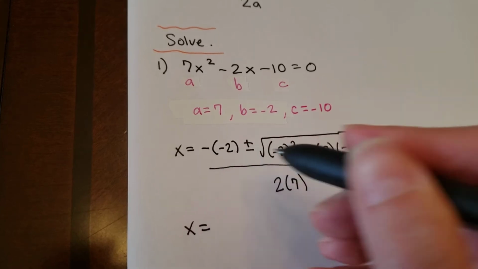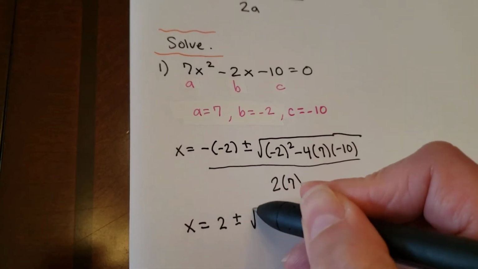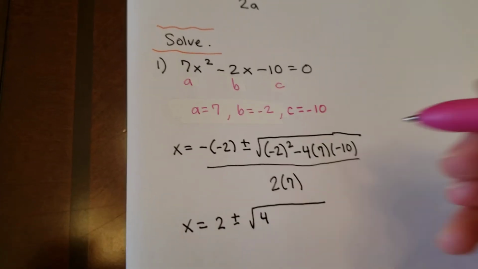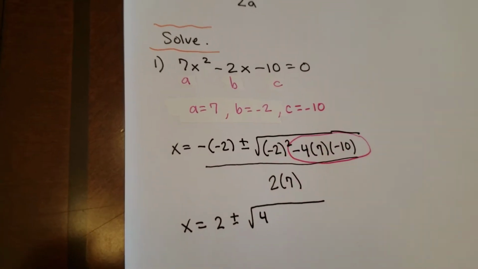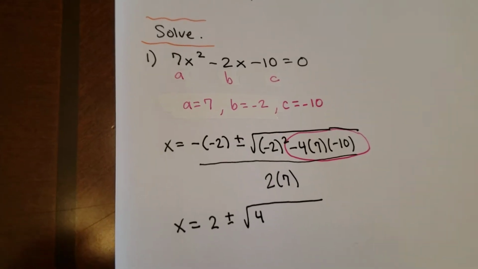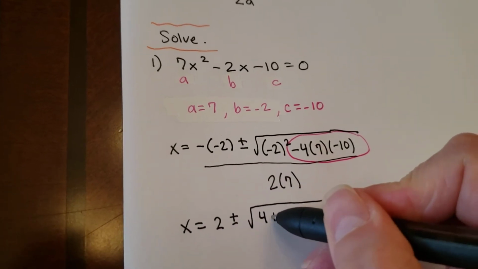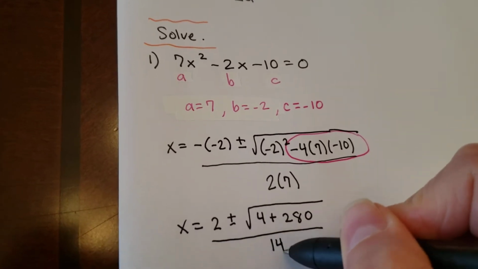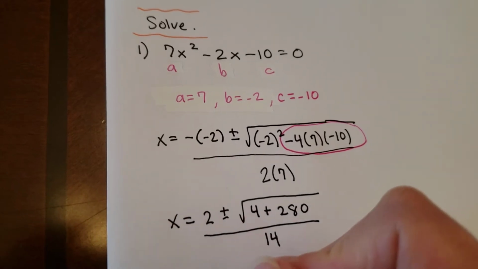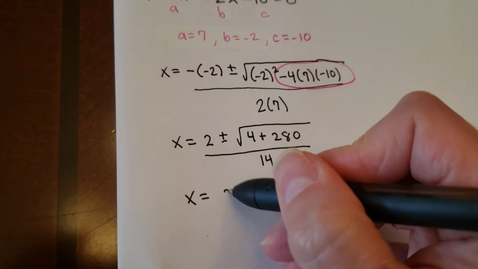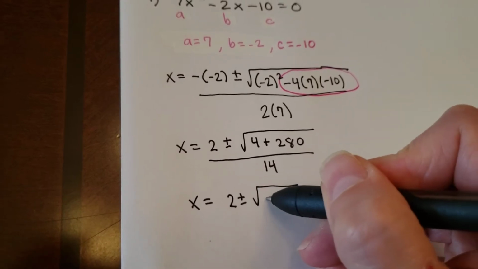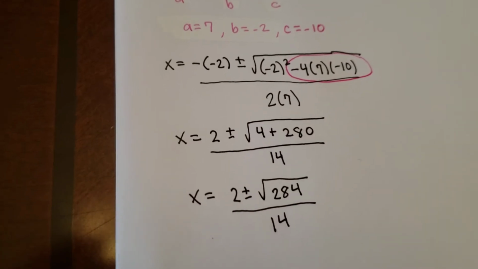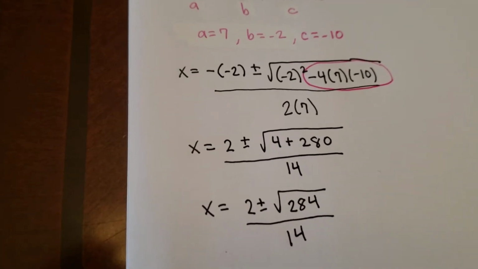So x equals negative and negative is positive. And then do the squaring first. -2 squared is 4. And then with your calculator, you can do this portion right here. So 4 times 7 times 10, and negative is going to make it a positive. It's going to be 280 over 14. And then you want to clean up your radical. So 284 over 14.